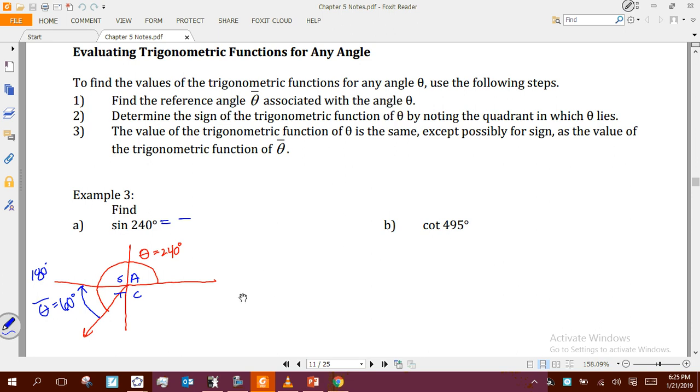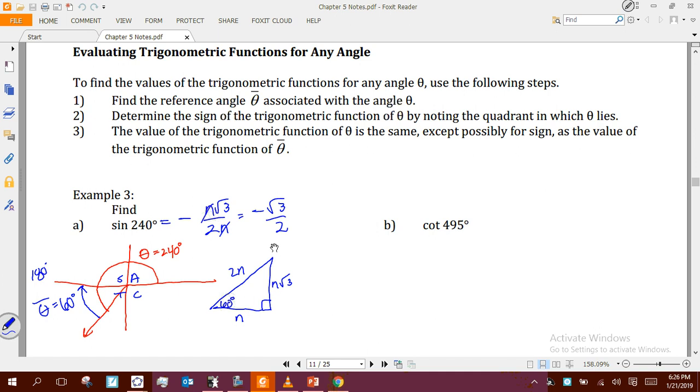Okay, so now let's think about what we know about a 60-degree triangle, or a special right triangle that has a 60-degree angle in it. If that's 60 degrees, we know this would be n, this would be n radical 3, and this would be 2n. Sine is opposite over hypotenuse, so I would have n radical 3 over 2n, which reduces to negative radical 3 over 2 in this case. Okay, so the sine of 240 ends up being negative radical 3 over 2.